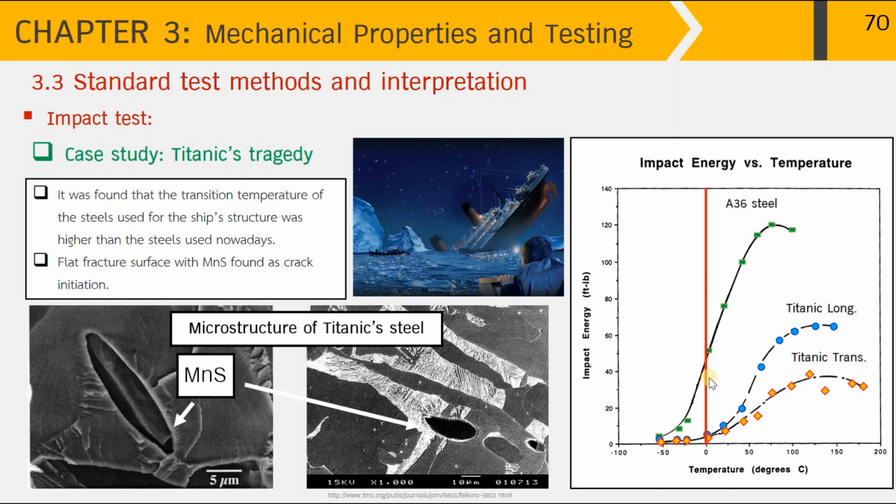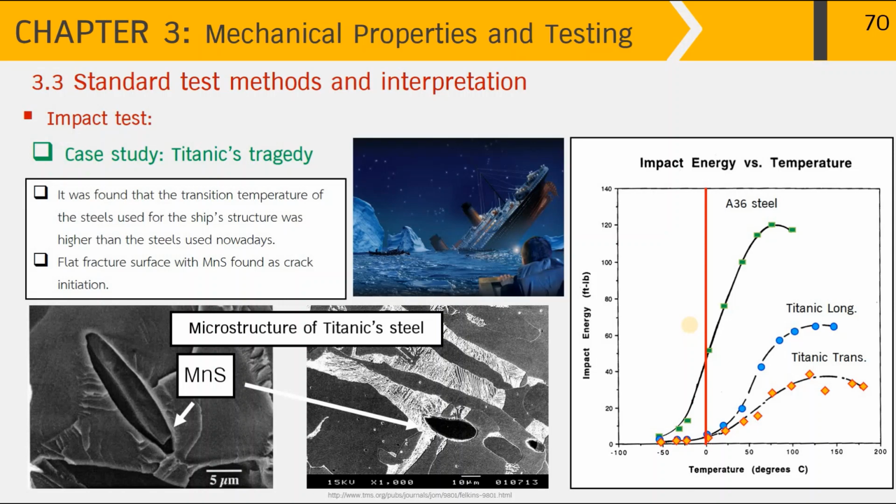So it is important to know that if the transition temperature is high, that means the curve is moving to the right. It is not safe for use at low temperature. But if the whole transition curve moves to the left, it means that the transition temperature or even the upper shelf can be reached at lower temperature, and it is now safer to use at such temperature.